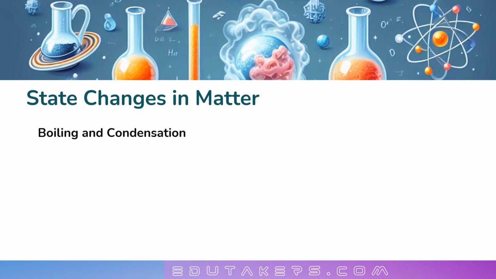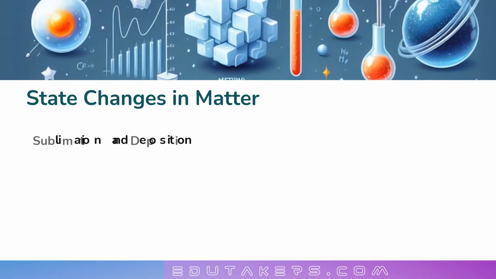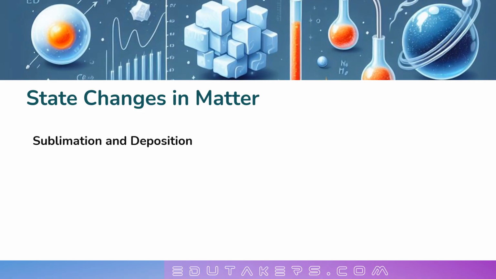Boiling happens when a liquid absorbs enough heat for particles to overcome intermolecular forces, becoming a gas. Condensation occurs when a gas loses heat, particles slow down, and the gas changes into a liquid. Sublimation and deposition are fascinating changes of state. Sublimation occurs when a solid turns directly into a gas without becoming a liquid first, like dry ice. Deposition is the reverse, where a gas turns directly into a solid, like frost forming on a window.